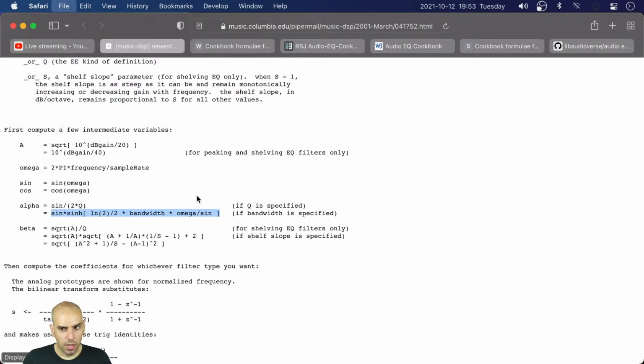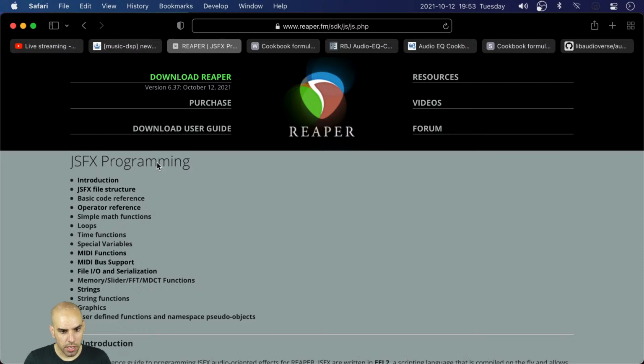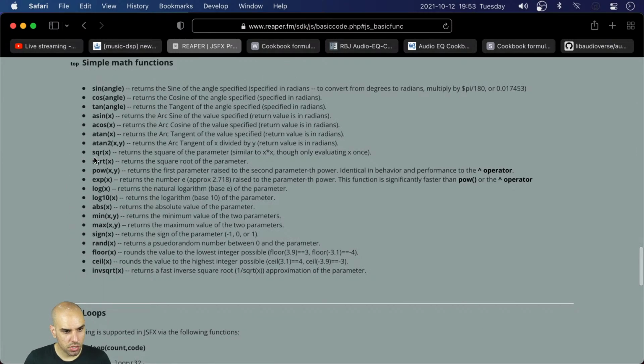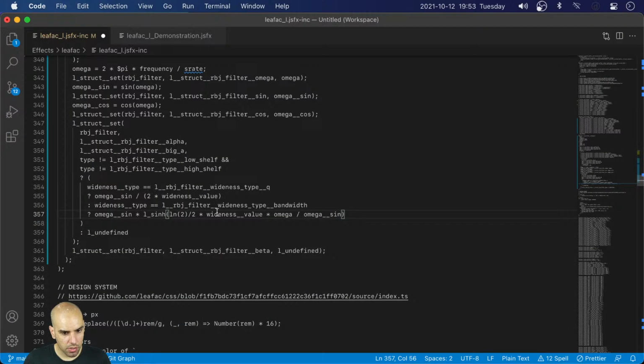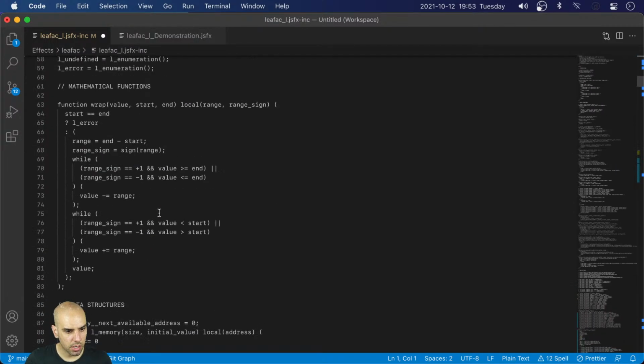And I forget what is the kind of logarithm that we have in JSFX. So let's check real quick. We want the natural logarithm. Let's go to the simple math functions and look at the log. Yeah, so the natural logarithm is just called log. So all of this makes sense, but we still need this mathematical function. So let's go and implement that real quick.